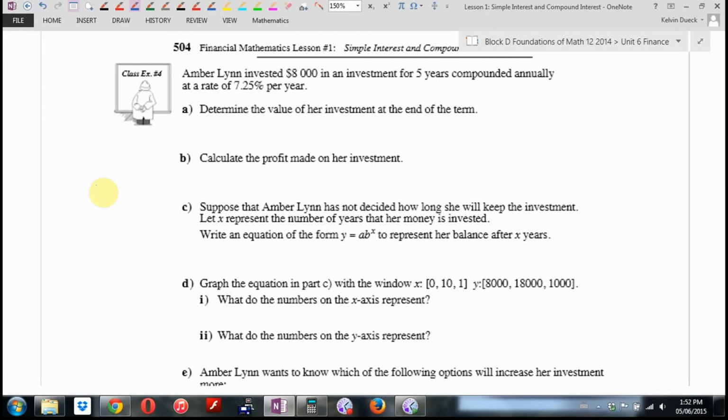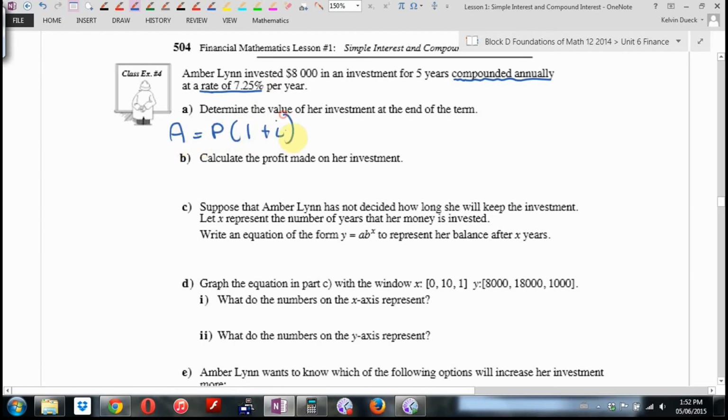Amber invests $8,000 in an investment for 5 years. I'm going to underline the phrase compounded annually because that's what tells me to use compound and not simple. And it's a rate of 7.25% per year. It says determine the value of her investment. Well, A equals P bracket 1 plus little i to the n. I think the principal is 8,000.